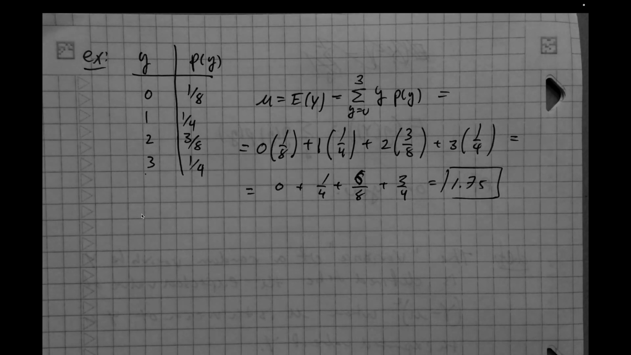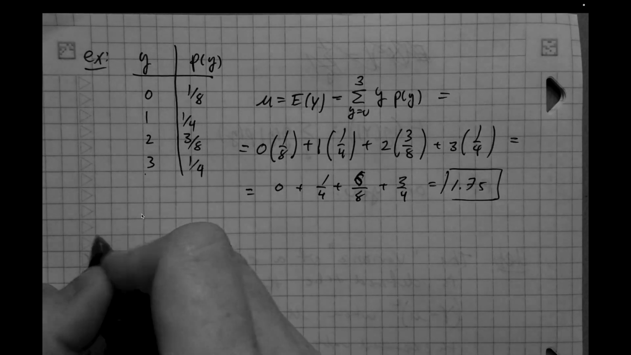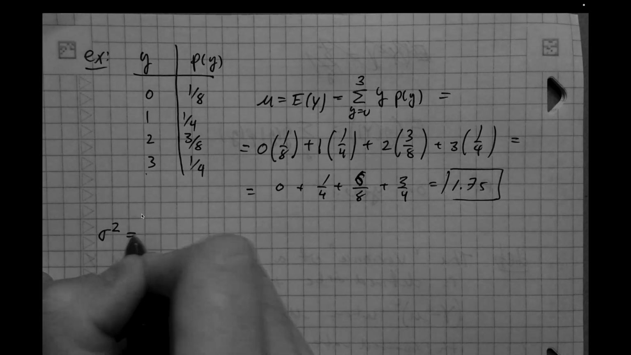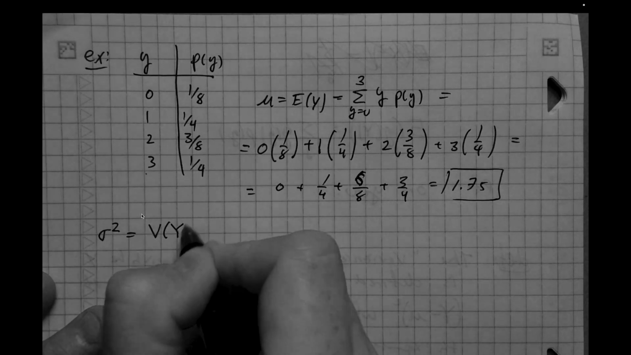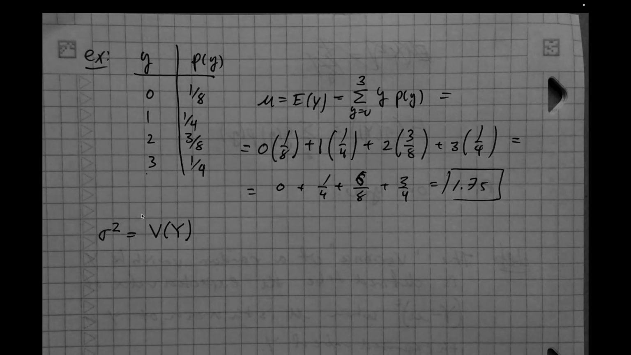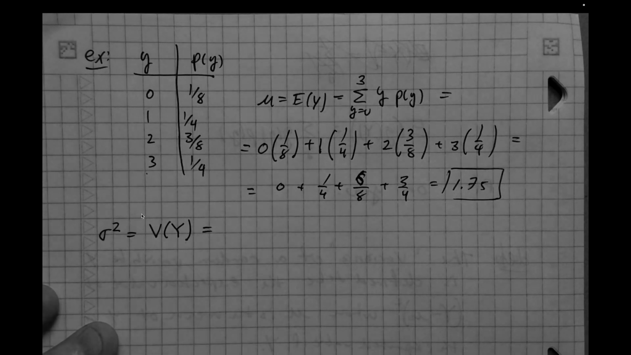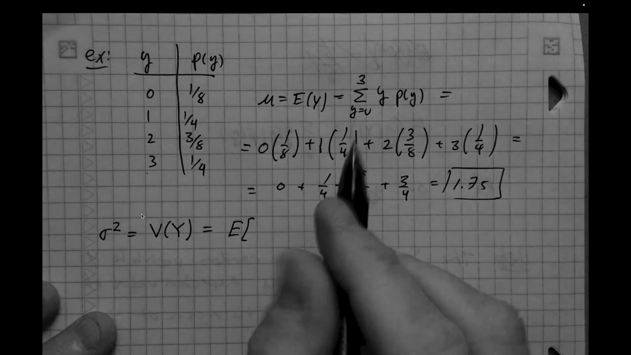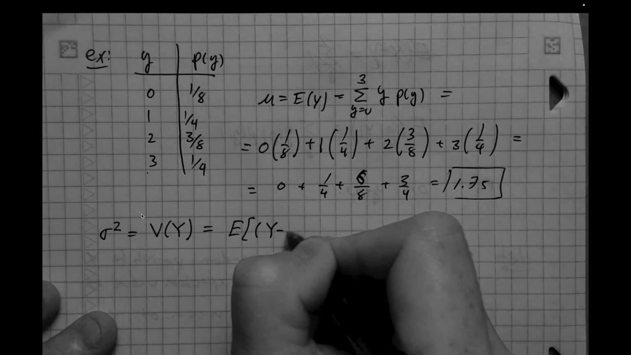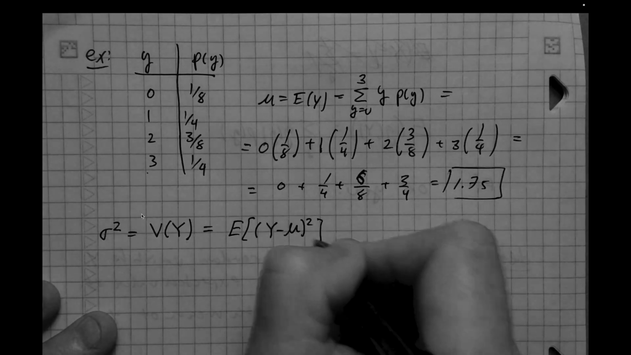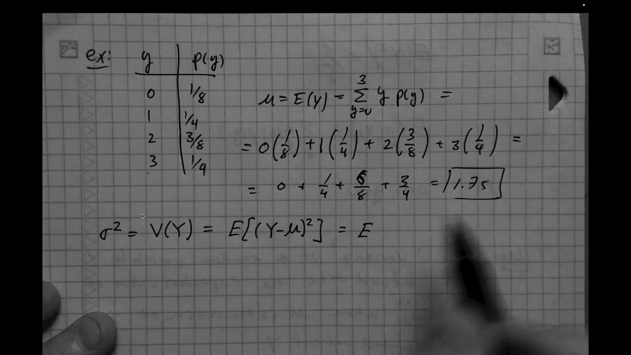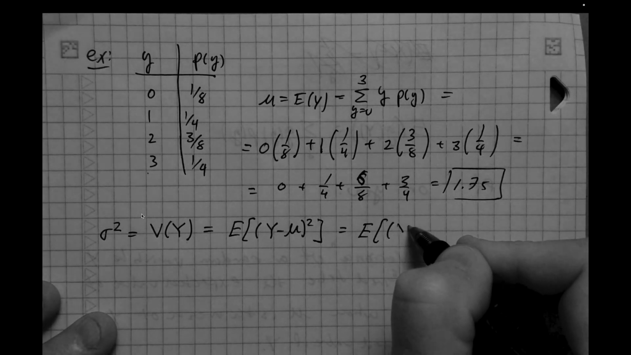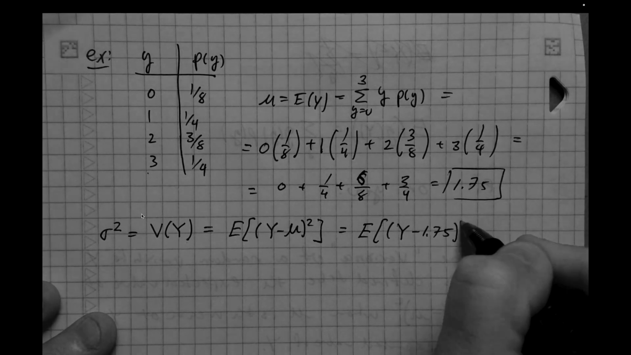All right. Now the variance, remember, is sometimes referred to as sigma squared. That's a symbol for the variance. That's equal to the variance of y. And the variance here is equal to, remember the definition that we just had, the expected value of (y minus mu) quantity squared. Okay, and so we just found mu, so we know the expected value of y itself. And so this means this is equal to the expected value of (y minus 1.75) quantity squared.